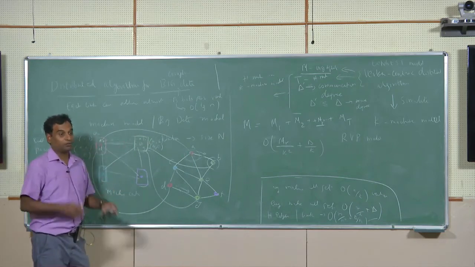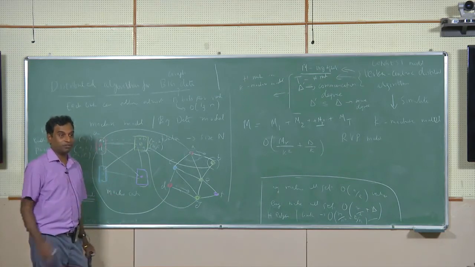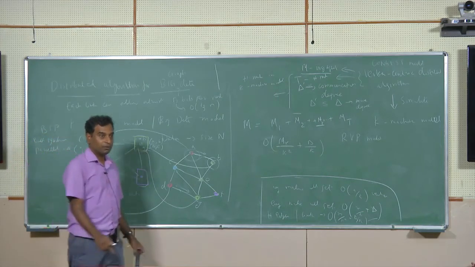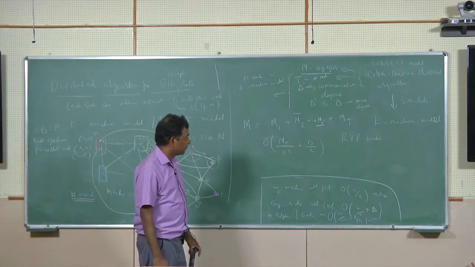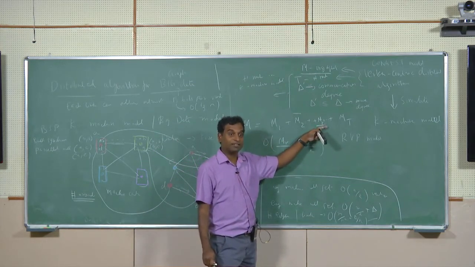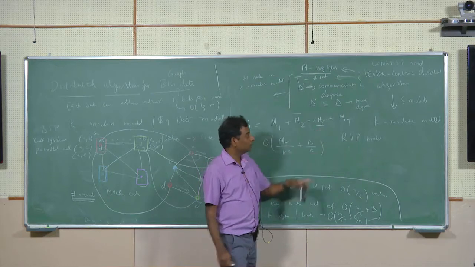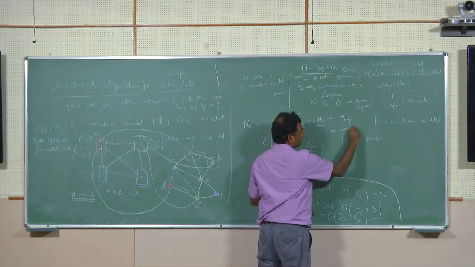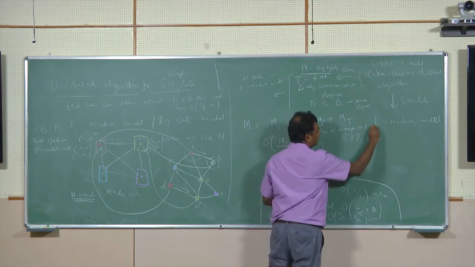So, I have to take so many rounds in the K machine model, because I can only send one message per link for just one round. This m_r is the number of messages in round r. So, m_r is the number of messages sent in round r.